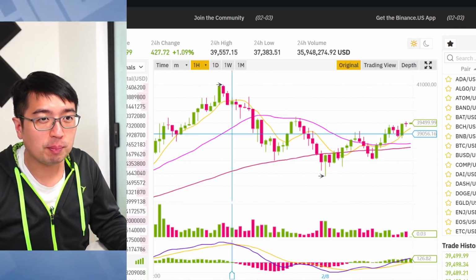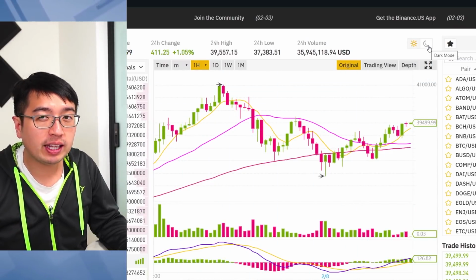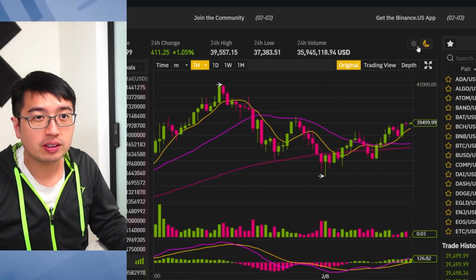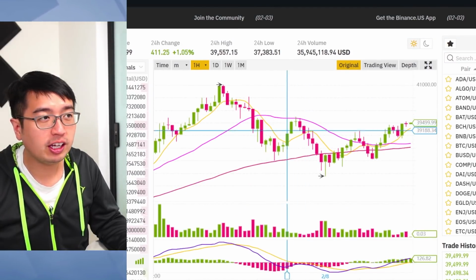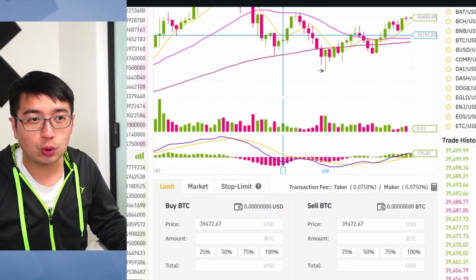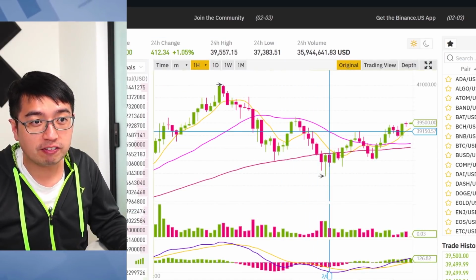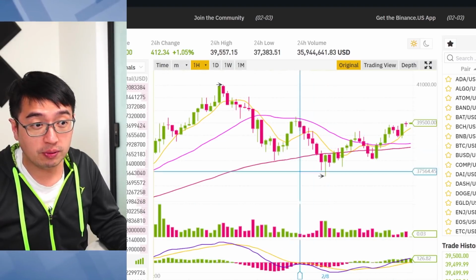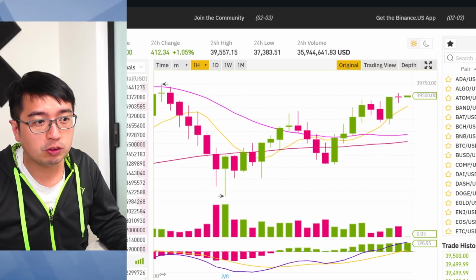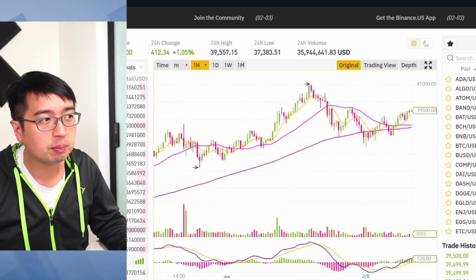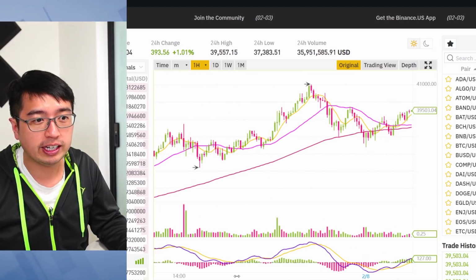This is the chart on Binance, and you can switch between light mode and dark mode. So if you want to zoom in and out of the chart, you can't just scroll up and down. You actually have to click it first, then you can scroll. Alternatively, you can expand and move the dates here by clicking and dragging. So right now I have to click and drag down here to move the dates around.